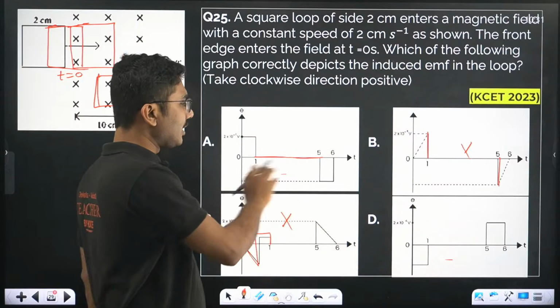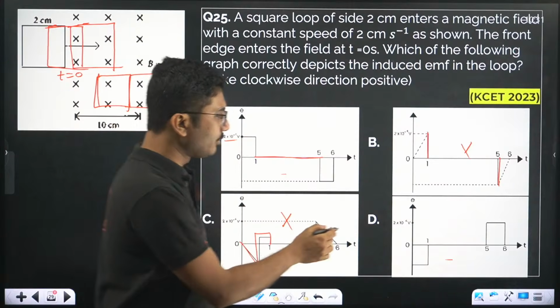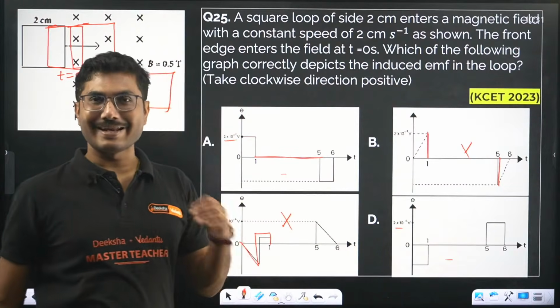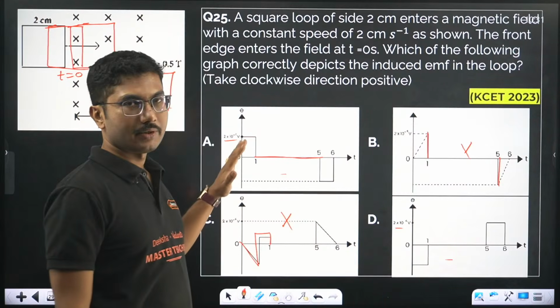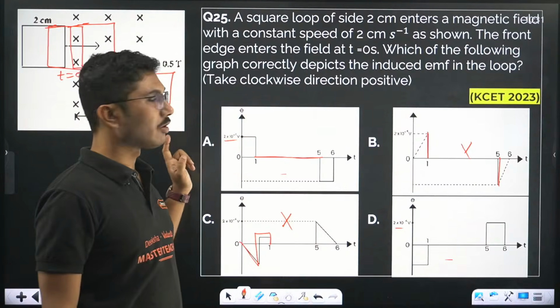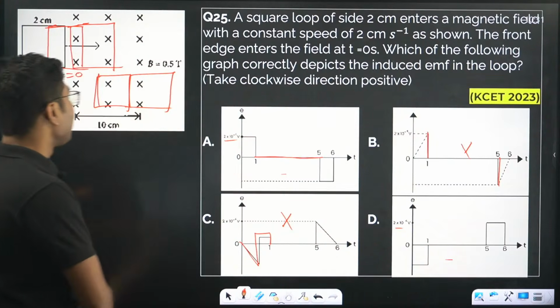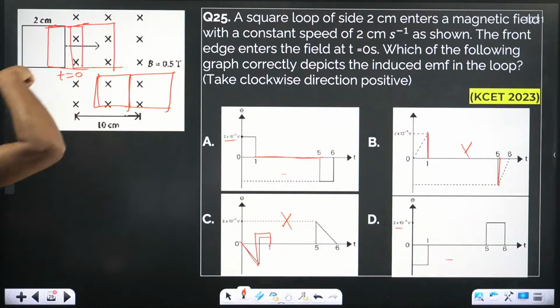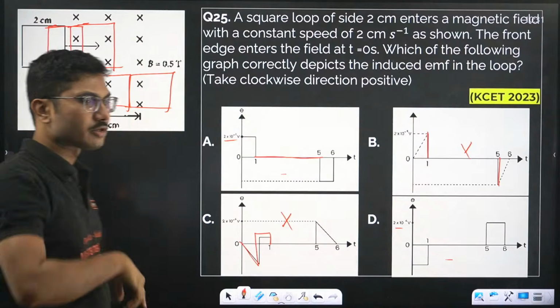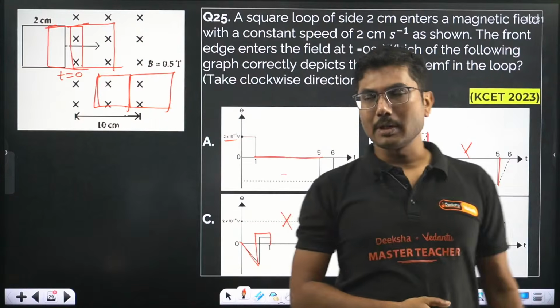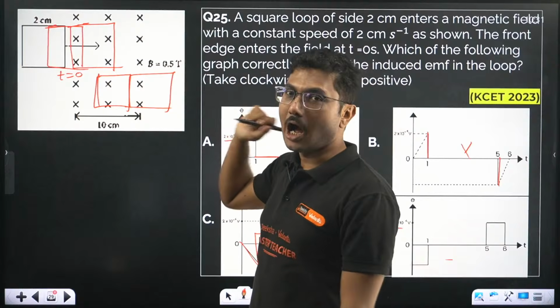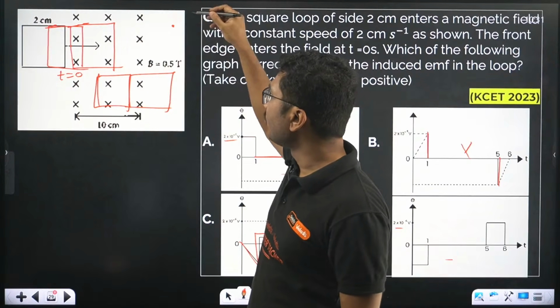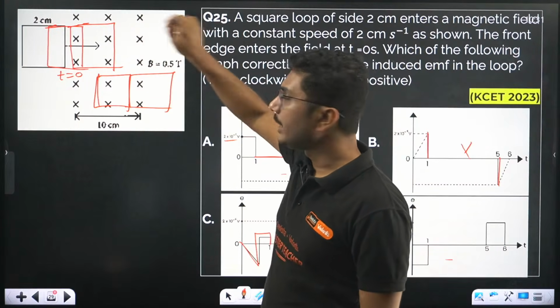Magnitude you don't need to worry about. These magnitudes you don't need to worry about. If you find the direction of EMF, whether it is clockwise or anti-clockwise, that's it. So what is the magnetic field direction? Magnetic field direction is cross. Cross means into the page of the paper. Dot means out of the paper. Dot means out of the paper. Cross means into the page of the paper.